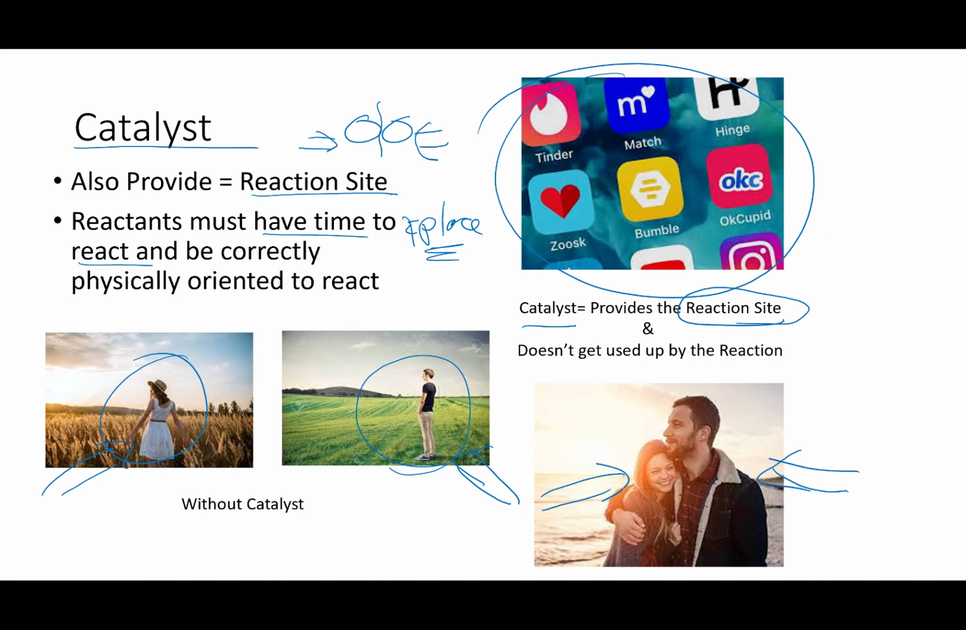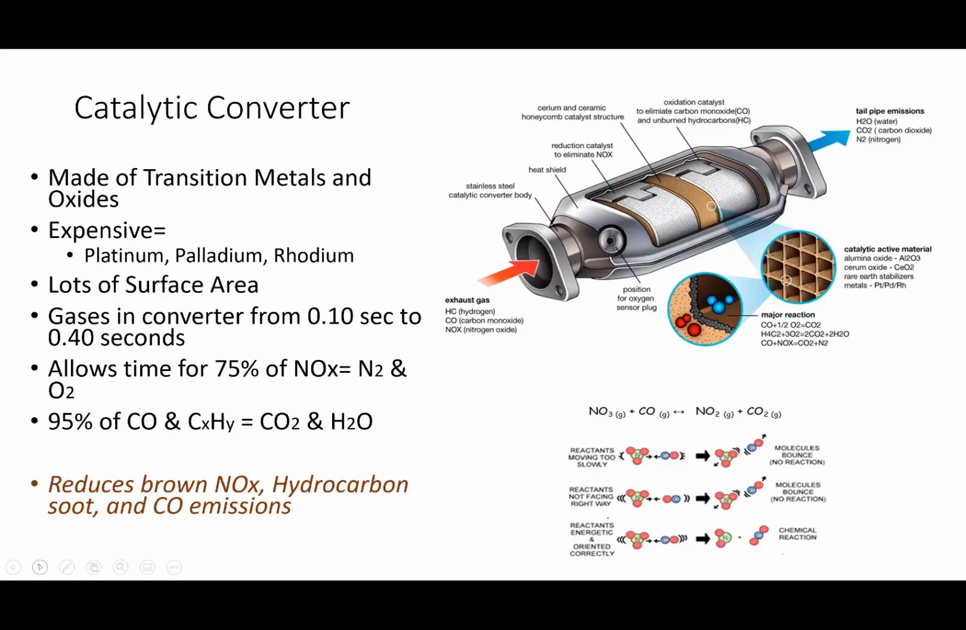Now, in the same way that the app does not get used up by the reaction, the catalyst does not get used up by the reaction. And a catalyst will help place the right chemical with the right chemical. That's the beautiful thing about chemicals and catalysts. Another beautiful example of catalysts is your catalytic converter in your automobile.